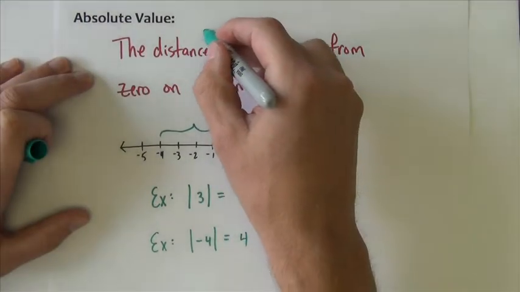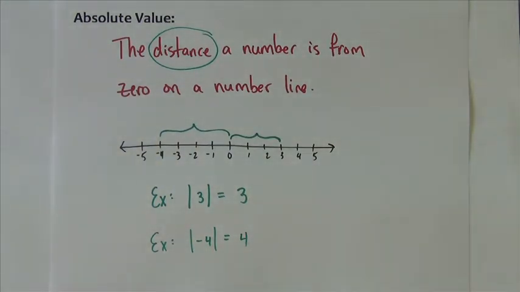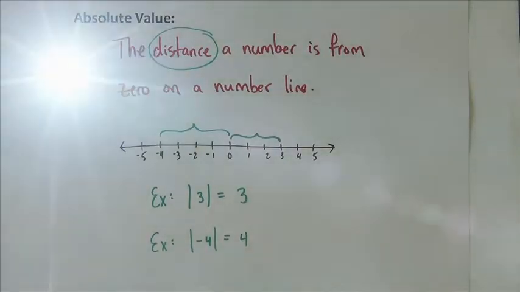Because of the word distance, absolute value always takes on positive answers. Distance is always a positive number. So when we want absolute value of something, that something's always going to come out positive.